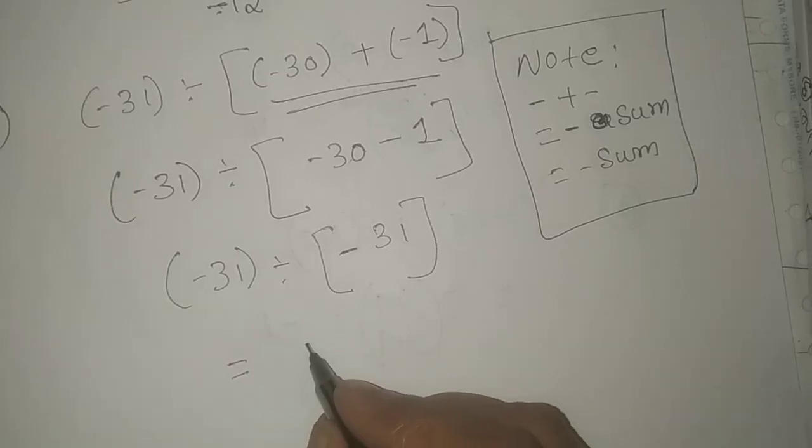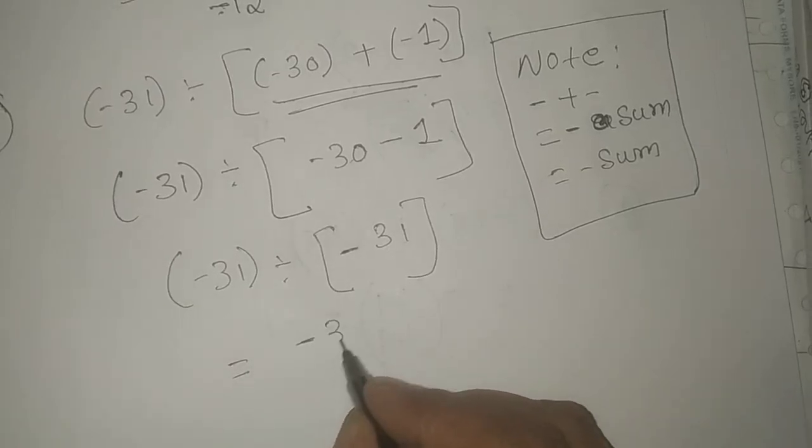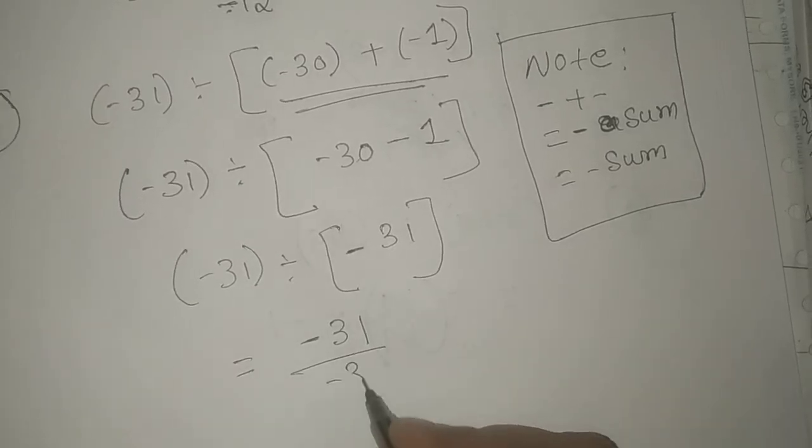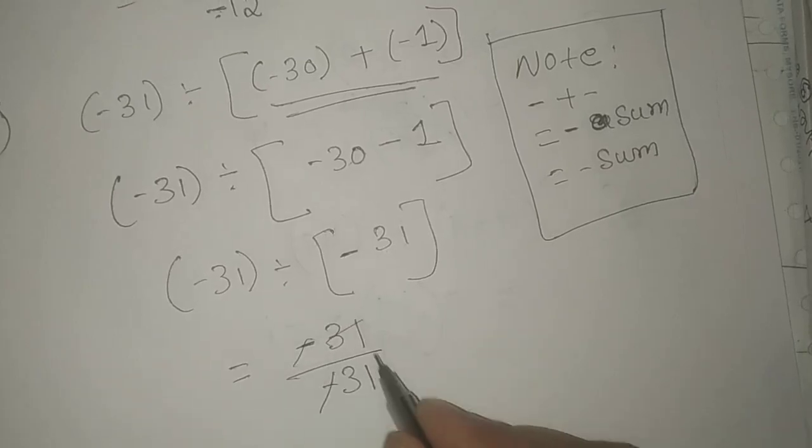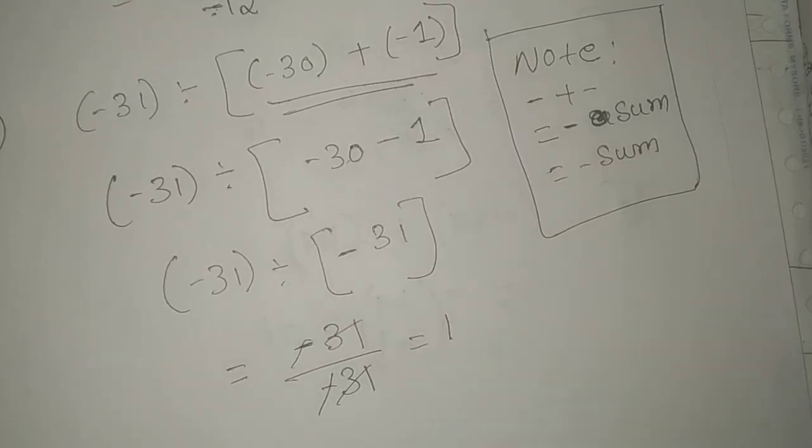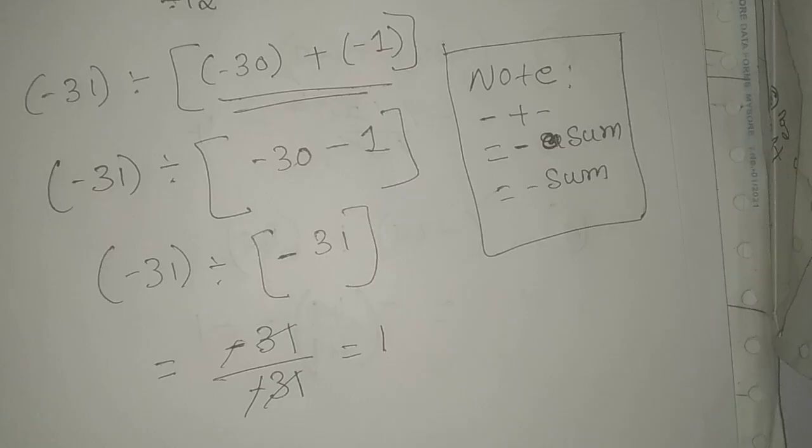Now here minus 31 is there, here minus 31 is there, 1 1 1 1. So the answer is 1.